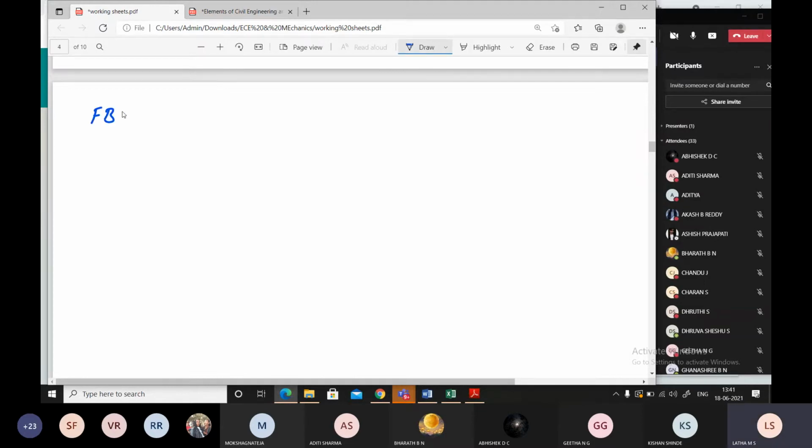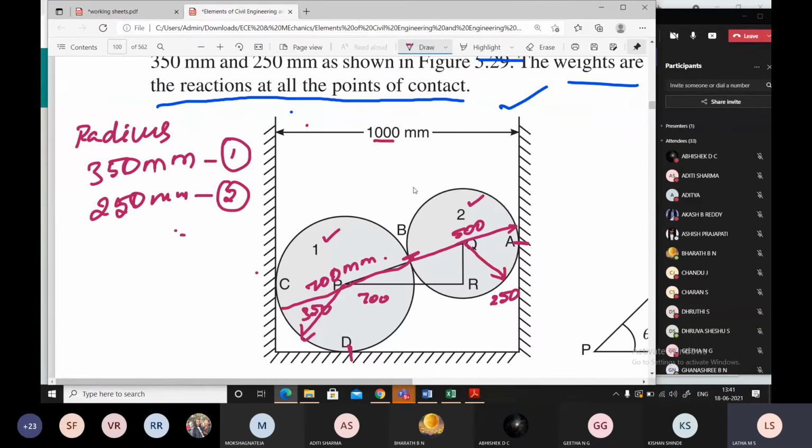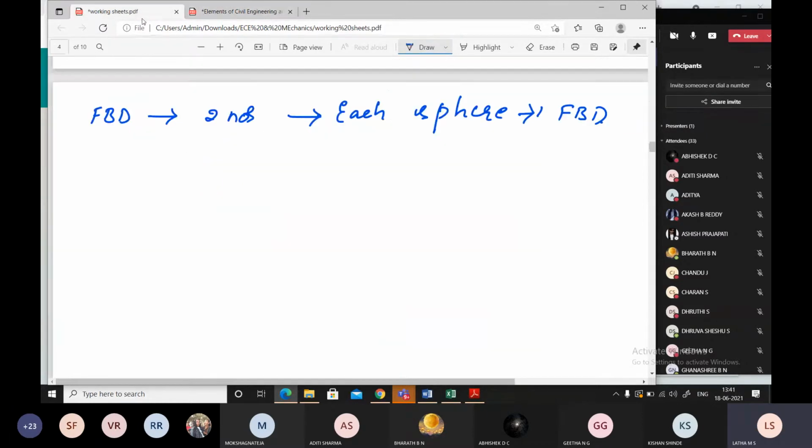Free body diagrams. How many? Two, ma'am. For each sphere, one free body diagram. Okay. Now I don't know how many knowns and unknowns there are, so I'll start drawing the free body diagrams for both together.